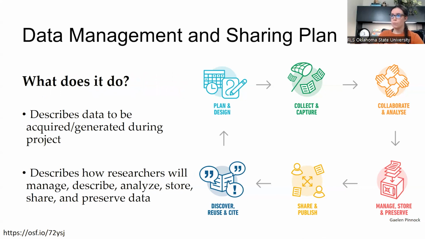So if you're not super familiar with these, in a nutshell, data management and sharing plans first get you to describe the data that you're going to be acquiring or generating during a particular project. And then once you've laid out the types of data that will be collected, you're then supposed to describe how you're going to manage the data, how you will analyze the data, store, share, preserve it for future use. So a lot of these fit in really well with these FAIR principles that I've already talked about. And so if you have this plan at the very beginning of your project, even if you're updating it as the project goes along, it's going to set you off with much better and consistent compliance with all of these requirements and principles.